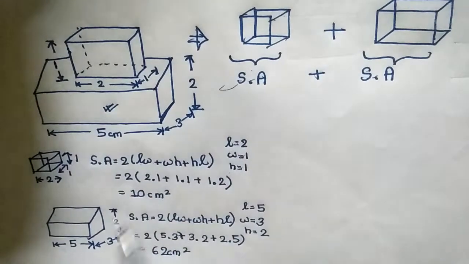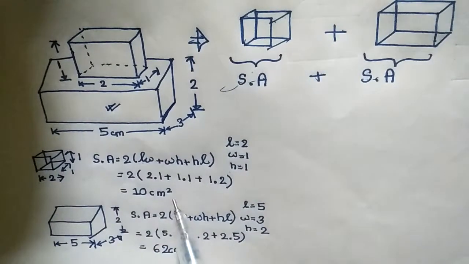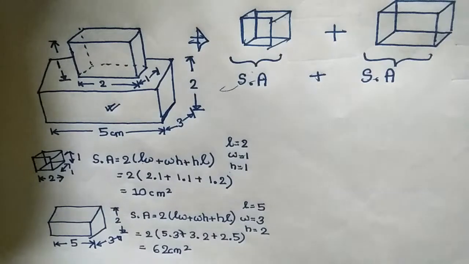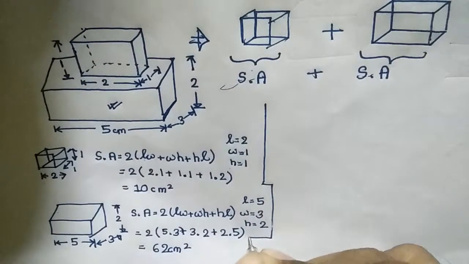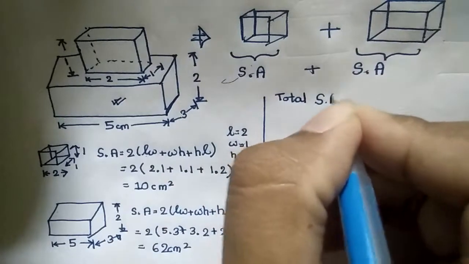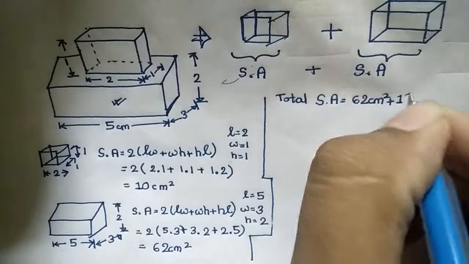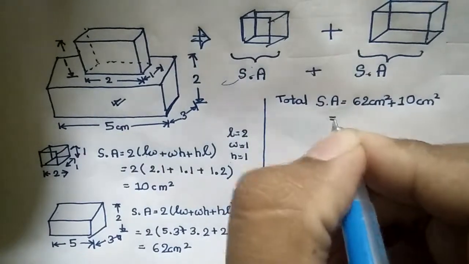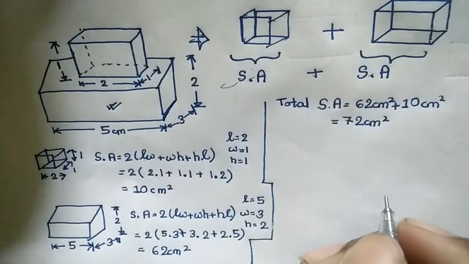Now we combine both the objects together in order to get the total surface area, right? So combining the smaller box and the larger box, we will add the surface areas. We do that in the next line. So the total surface area would be 62 centimeters square plus 10 centimeters square, and this eventually will give us the result 72 centimeters square. Now we have the surface area for the total object.